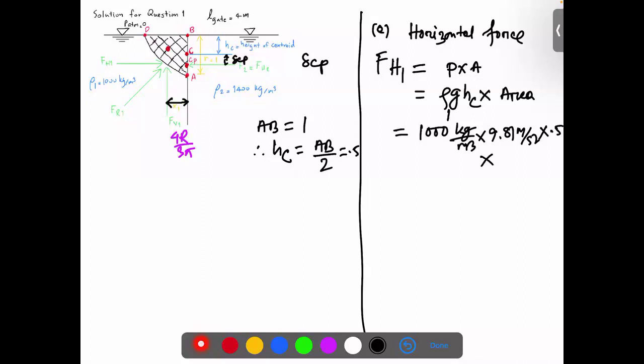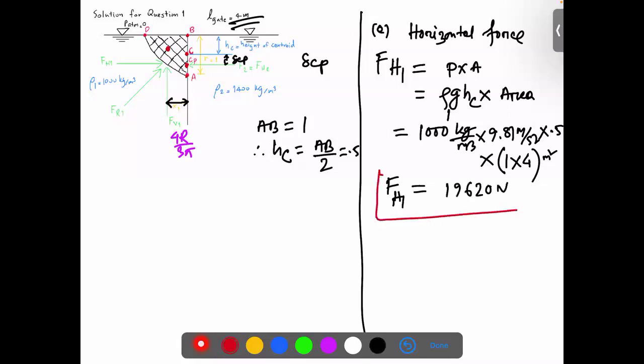Now the area. The area is a two-dimensional thing, maybe we know the height and the length. So in this problem, for AB, we know the AB length is 1. That we can say is the radius, and the length of this gate is 4 meters. So we just multiply, in meter squared. If we simplify this, then F_h is 19,620 Newton. So this is, we got the horizontal force.